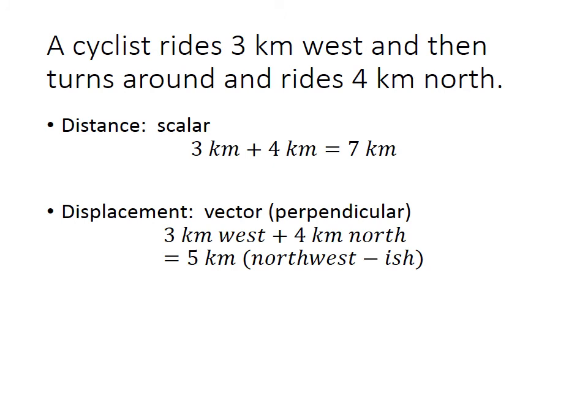Okay, let's try this when they're perpendicular. A cyclist rides 3 kilometers west and then turns around and rides 4 kilometers north. To find the distance, it's again a scalar. 3 kilometers plus 4 kilometers equals 7 kilometers. The displacement is now adding 2 perpendicular vectors. I purposely picked the numbers 3 and 4 because then you get a Pythagorean triple. So 3 kilometers west plus 4 kilometers north equals 5 kilometers in a northwest-ish direction. Like I said, we're not really going to do the angles here, so for right now, northwest would be the right way to say this.